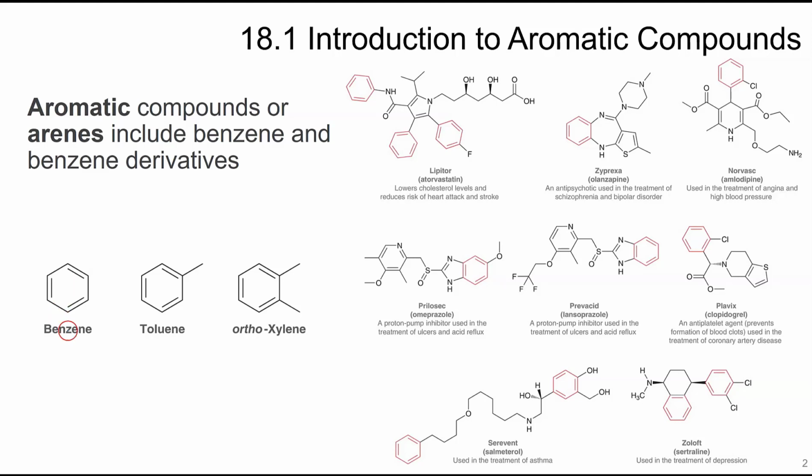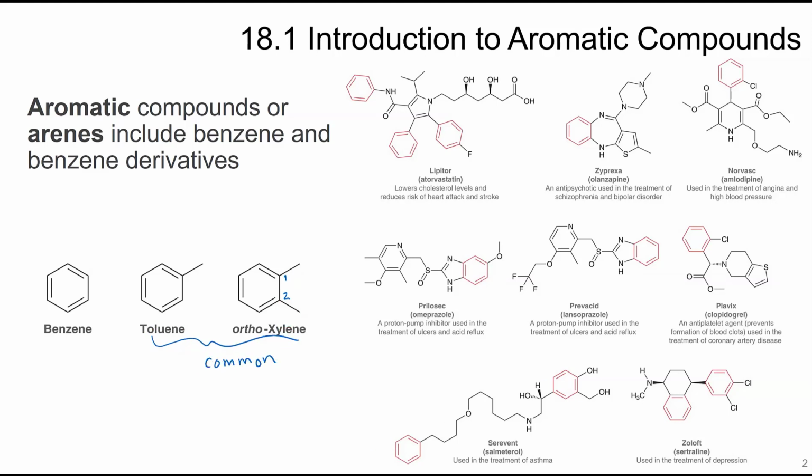So we're familiar with benzene, which is the six-membered ring with 3 double bonds. Toluene is a form of benzene, but has a CH3 group. This is the common name. Orthoxylene has 2 methyl groups that are at the 1 and 2 position. So these are the common names.